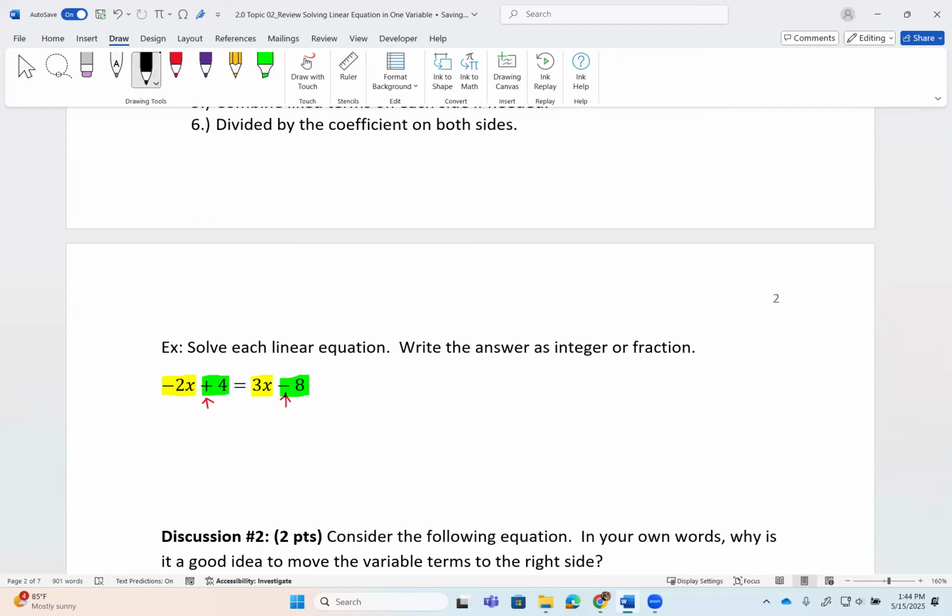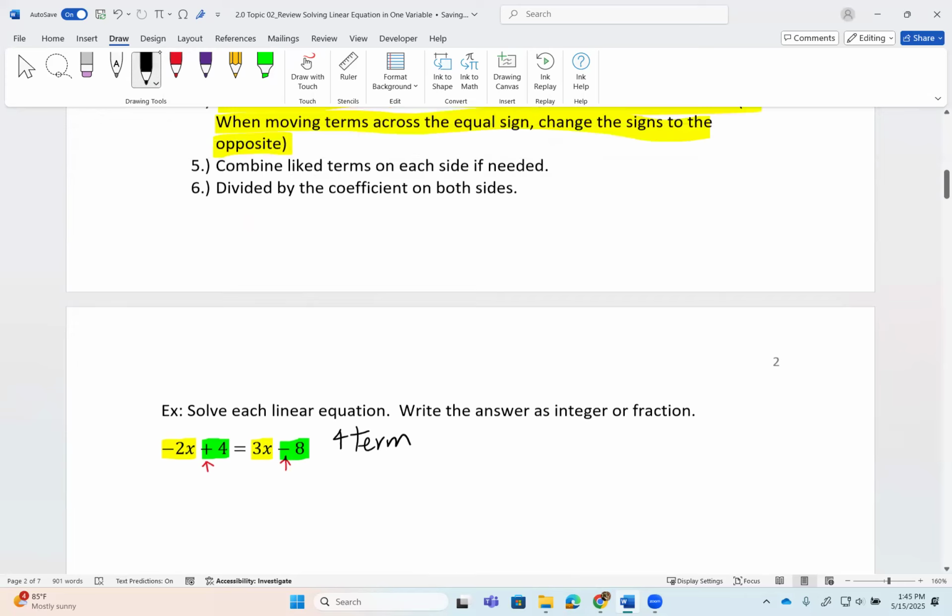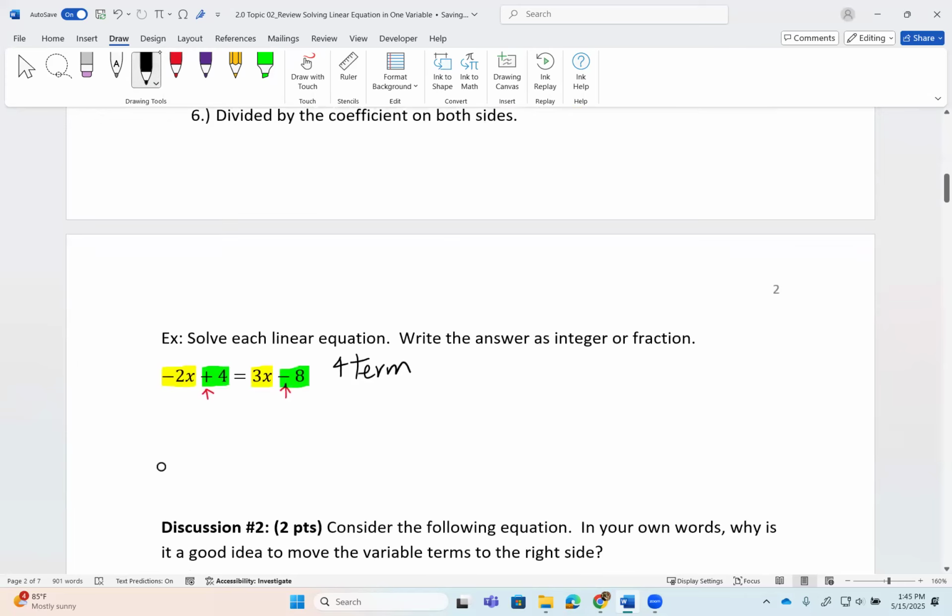So in this equation, I got 4 terms. Out of the 4 terms, none has parentheses where I need to do distribution. All right, step number 3, combine like terms on each side. So these 2 terms on the left cannot be combined. They're not like terms. Neither are these 2 terms on the right side.